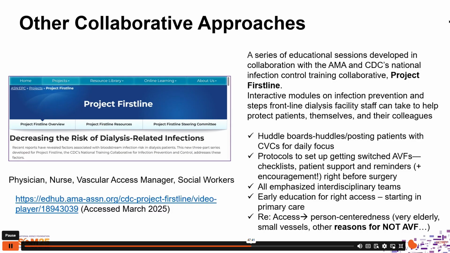But I wanted to share with you some tips that I thought were fantastic, that are systems, quality improvement, a little bit of assurance, but I thought that they were highly relevant. One of them is the use of something called huddle boards, posting patients who have catheters for a daily focus. We all have different levels of quality meetings, whether it's a weekly check-in or a monthly check-in, but this puts it right in your face every day as something to focus on. All of the people in this particular webinar talked about protocols getting switched over to AV fistulas. And I think we can probably agree that a lot of us have these same protocols.